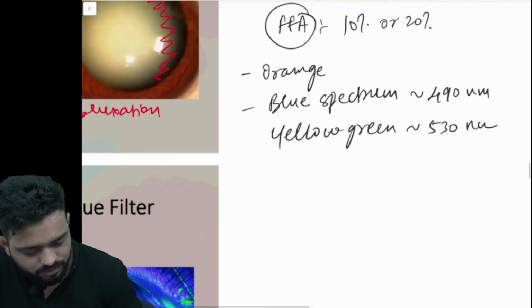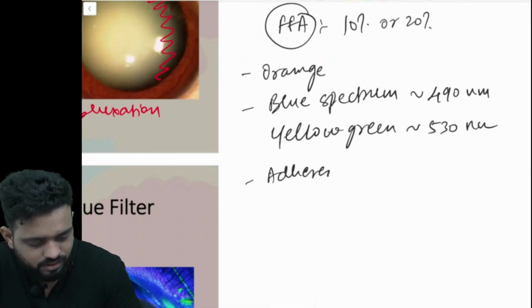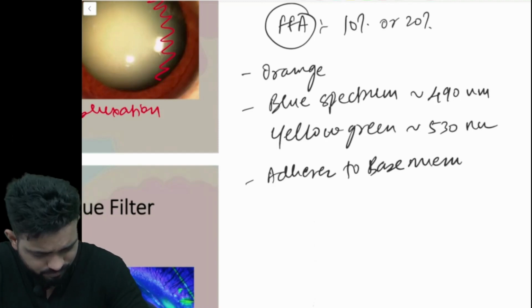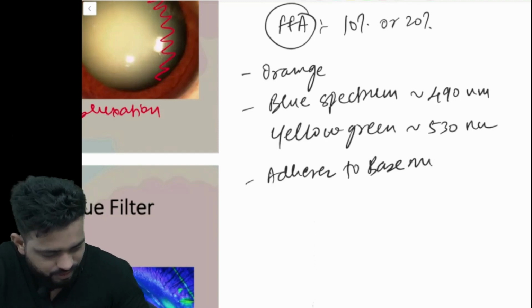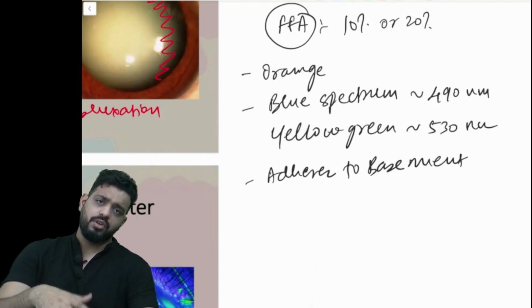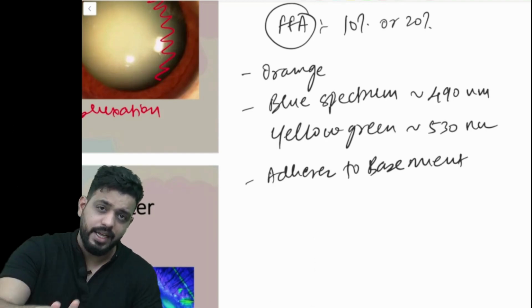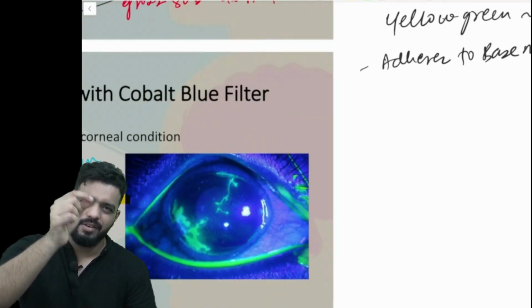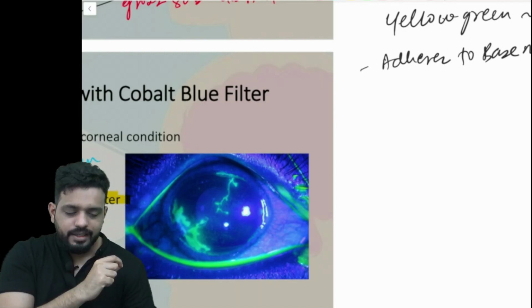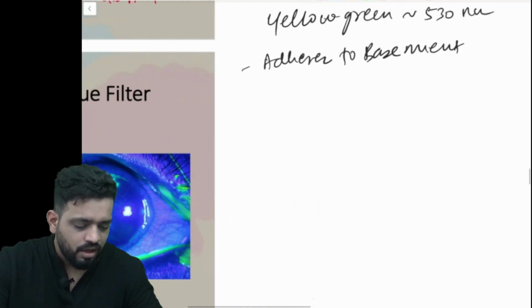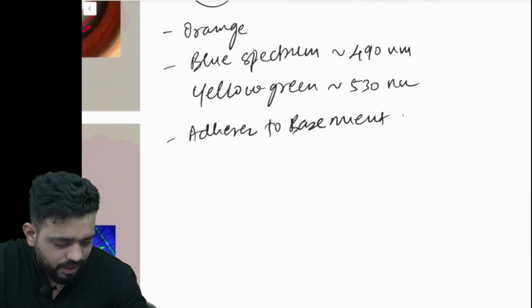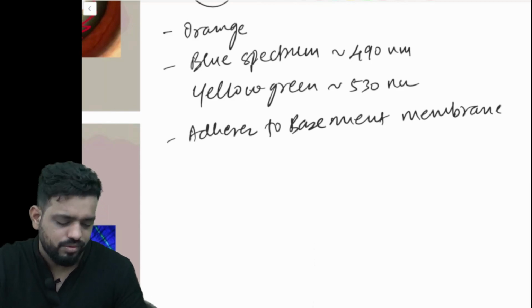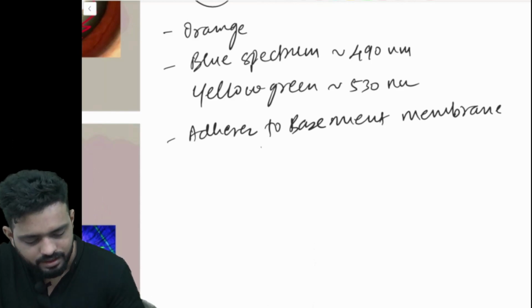Okay. Now the property is that it adheres to the basement membrane, and that's why wherever there is denudation of the epithelium on the cornea, basement membrane is exposed and that's where it adheres, and we get a picture something like this. It's very important to pick up dendritic ulcers because they're very small, very thin, and on the slit lamp with normal illumination it becomes a little difficult. Obviously experienced ophthalmologists can pick it up without dye as well, but it's advisable to confirm that you use a dye.